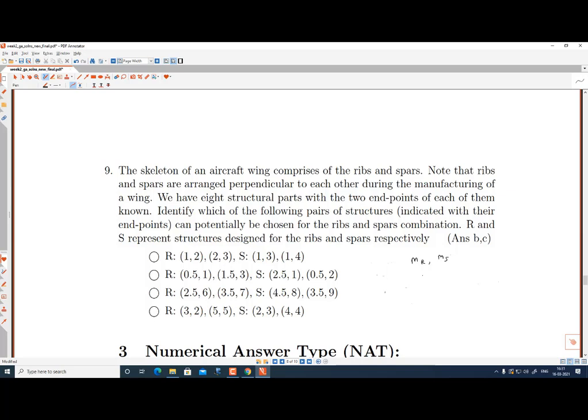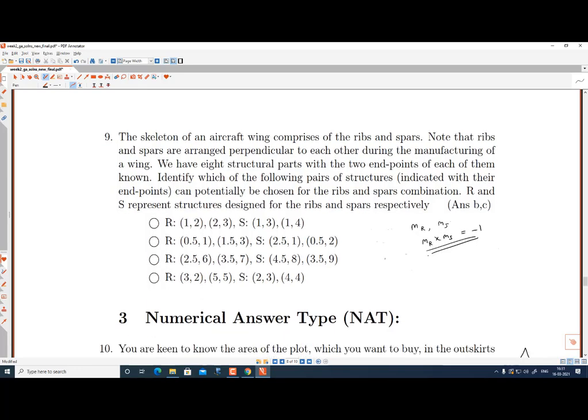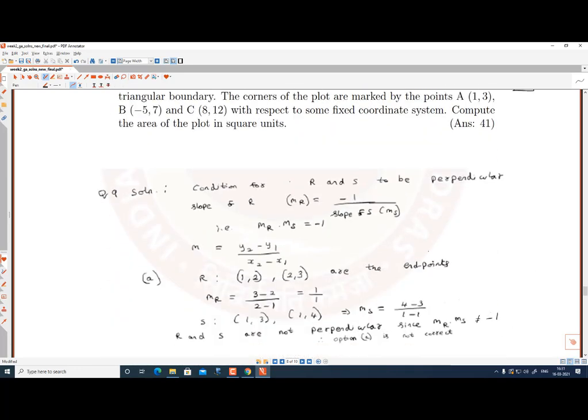So then we have to check whether MR times MS is -1. If it is true, then we can infer that these two lines must be perpendicular. So thus these two structures can be used as rib-spar combination. So here we show the solution.